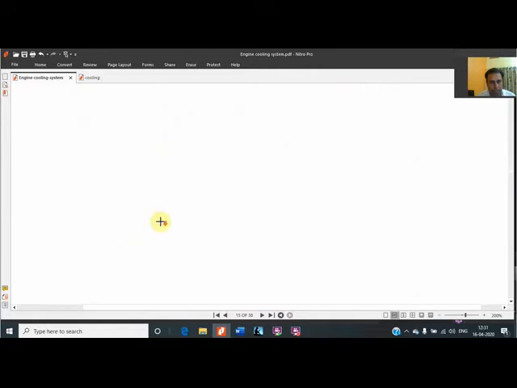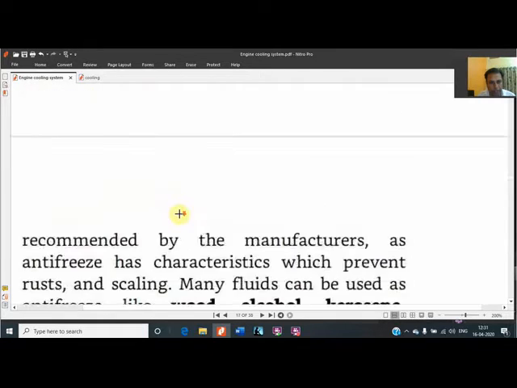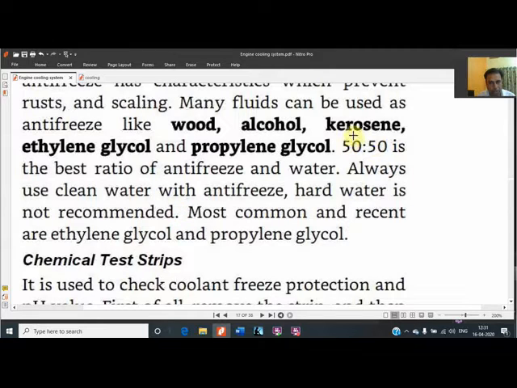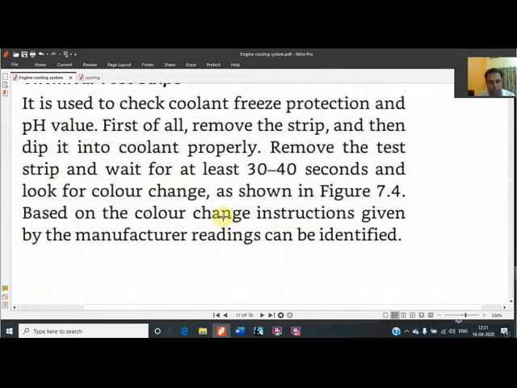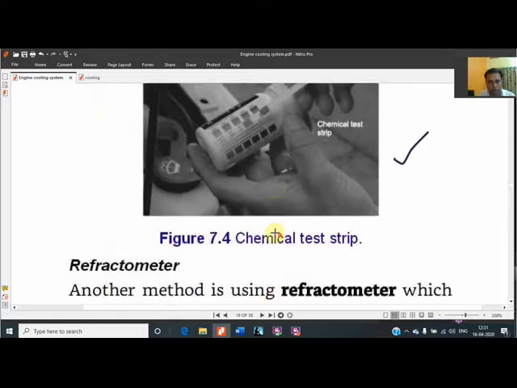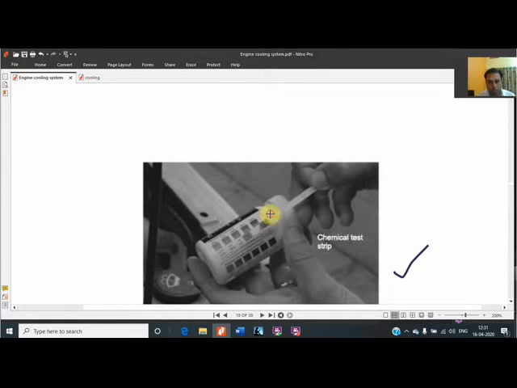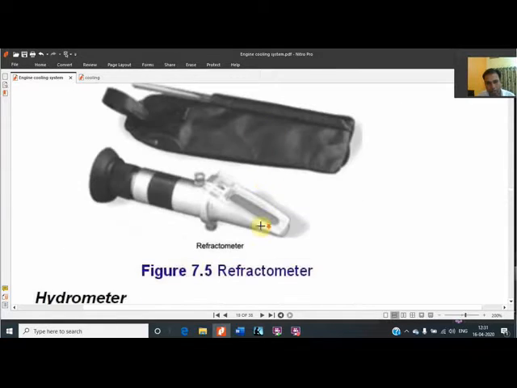Means general cleaning, flushing and refilling, how to flush the coolant, how to check the antifreeze property of the coolant, because for most coolants we use a 50-50 mixture of antifreeze, that is either ethylene glycol or propylene glycol based coolant. 50% is this, and the remaining 50% is water. So we have to go through this and check the freezing capacity. For this, we use either a chemical test strip, in which we immerse the strip in the coolant and get the reading as per the manufacturer's specification. We will go through the refractometer also.